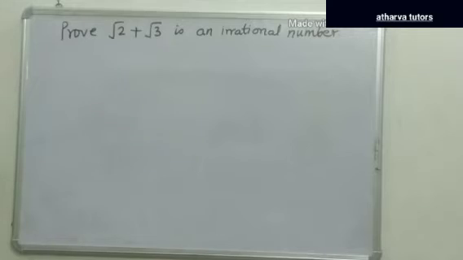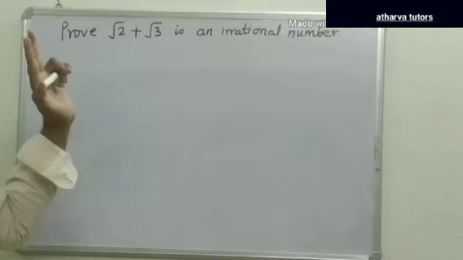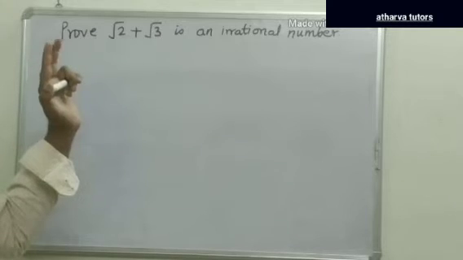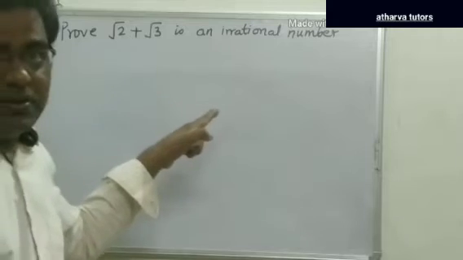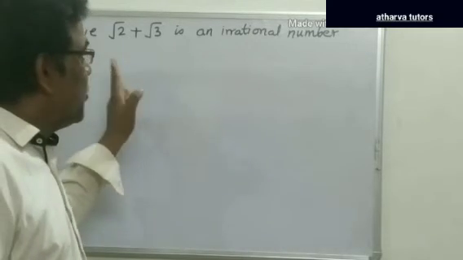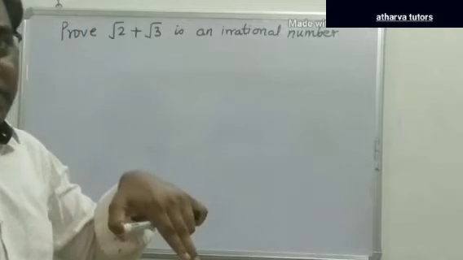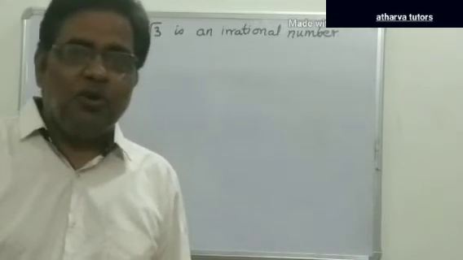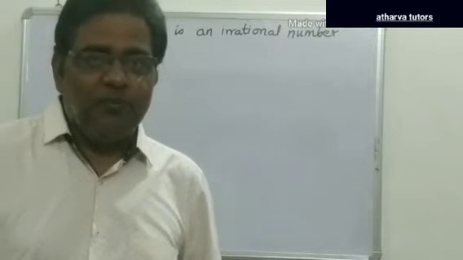Okay students, now in this both the numbers are irrational, and of course if both the numbers are irrational, their sum is going to be an irrational. Now it's a very important question that can be asked. You have to prove root 2 plus root 3 is an irrational number.